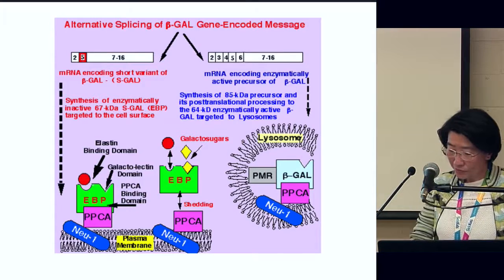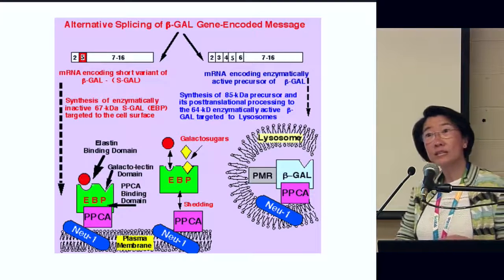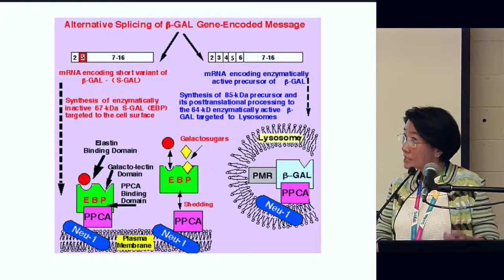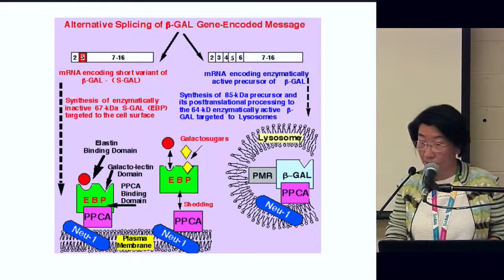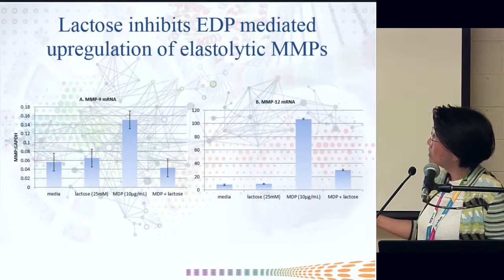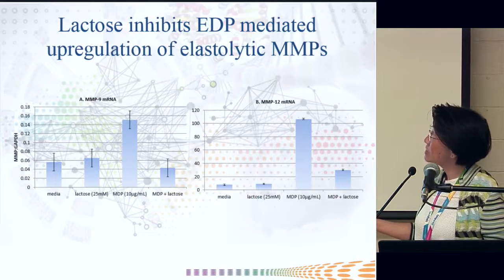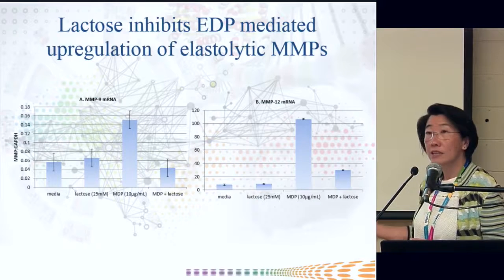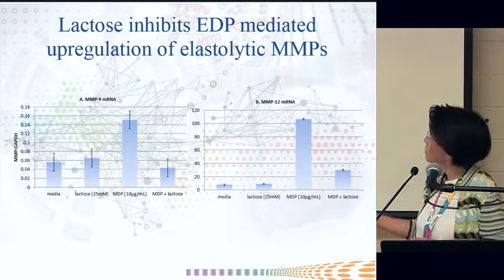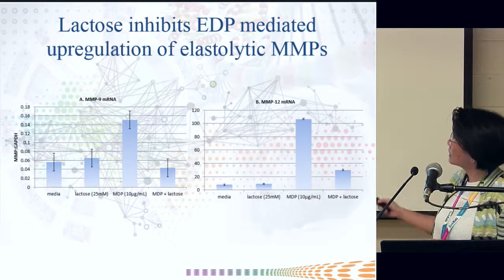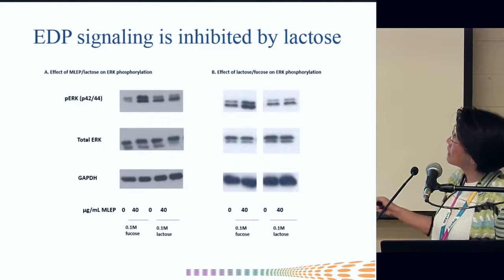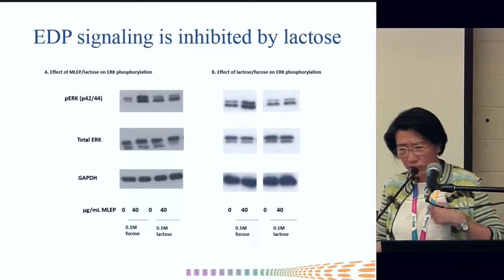So what does that mean? That means that perhaps we can use galactose sugars as a therapeutic agent to inhibit signaling of this particular elastin receptor and break this vicious cycle. So when we sprinkled lactose onto these smooth muscle cells, sure enough, they downregulated the transcription or production of elastolytic enzymes, and in fact, we can inhibit signaling, which is via the MAP-ERK pathway.